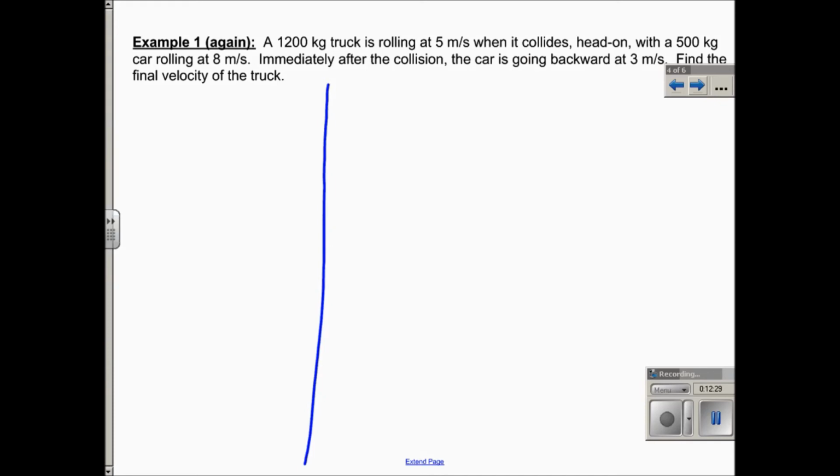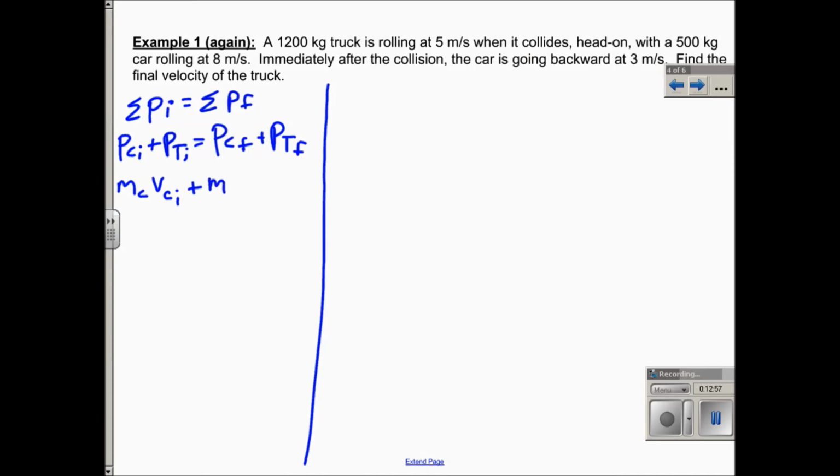All right, so check it out. The whole idea is that our total momentum before the collision has got to equal our total momentum after the collision, right? That means that the momentum of the car initially plus the momentum of the truck initially has got to equal the momentum of the car final plus the momentum of the truck final. Remember, momentum is mass times velocity. So this becomes the mass of the car times the velocity of the car initially plus the mass of the truck times the velocity of the truck initially, right?